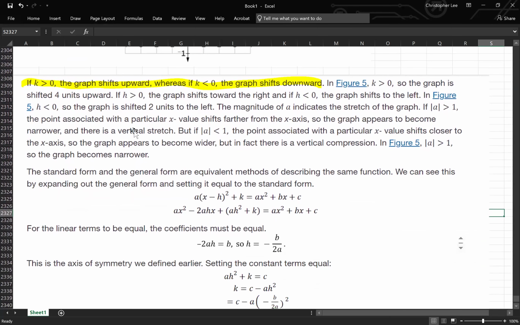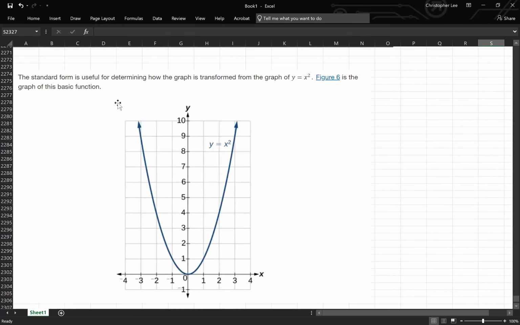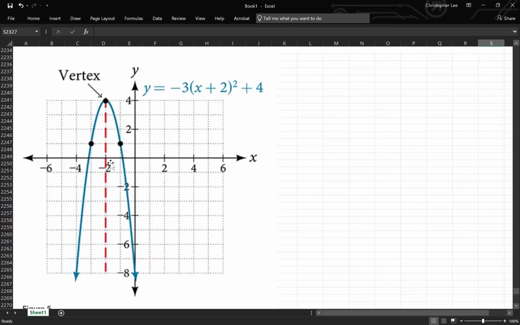So if h is greater than 0, the graph shifts towards the right. And if h is less than 0, the graph shifts towards the left. Right. So in the figure, we can see that h is less than 0. So the graph is shifted 2 units to the left. Right. So over here, instead of being in the center, we're 2 units to the left.